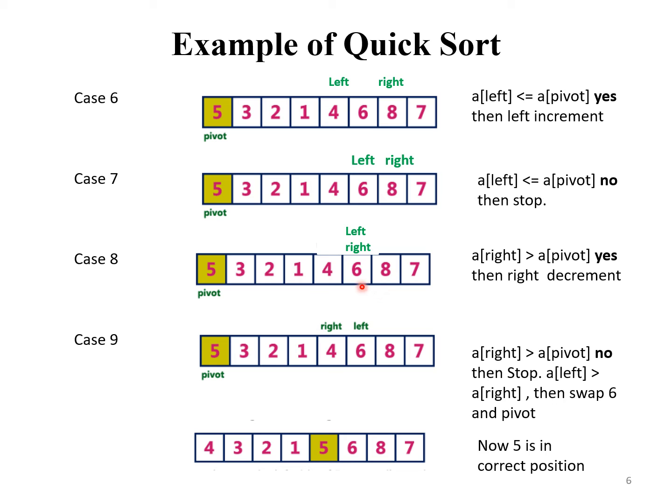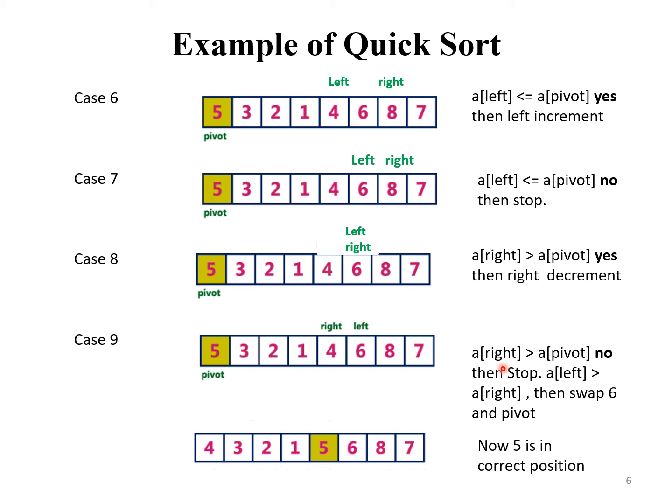So next we will check again. Right is greater than pivot. So right is now 6. 6 is greater than 5. This condition is also true. That's why right is decremented to the next position. Okay, so now right points to the fourth location. So here we check again if right is greater than pivot.